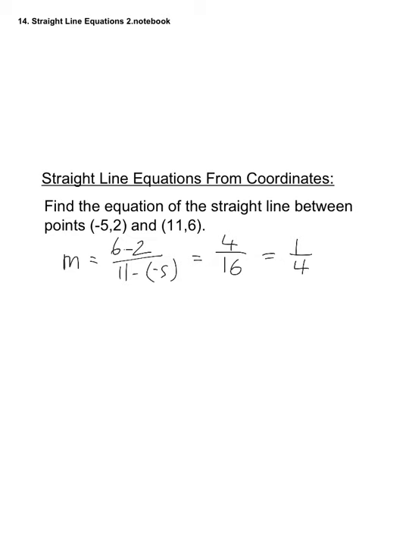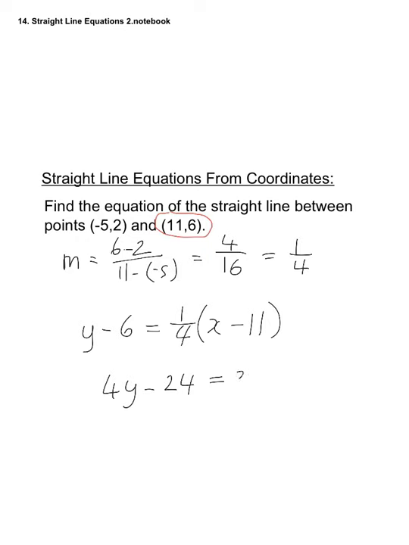To put this into the equation now, I'm going to use the second coordinate as my a and my b, so my a is going to be 11, my b is going to be 6. So we get y minus 6 is equal to 1/4 of x take 11. If I multiply both sides by 4, I get 4y take away 24 is equal to x take away 11. Add 24 onto both sides, I get 4y is equal to x plus 13.